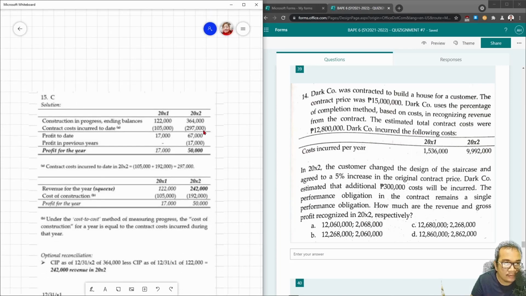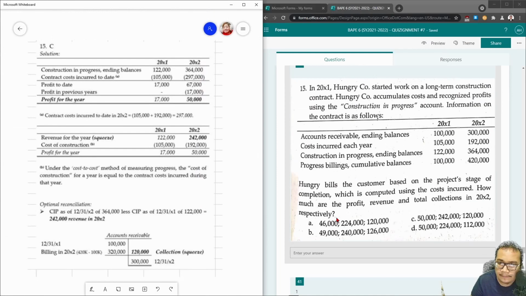Sakit na lalamunan ko. Pero tapos yan ito, last number naman eh. So, number 15. In 20x1, Hungry Co. started work in a long-term construction contract. Long-term, hindi gaya ng iyong relationships. Short-term lahat. Mga current assets lang. Hungry Co. accumulates costs and recognized profits using the construction in progress account. So, using the old standard basically.